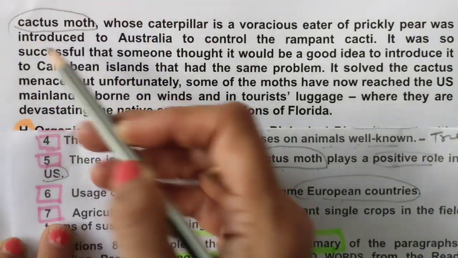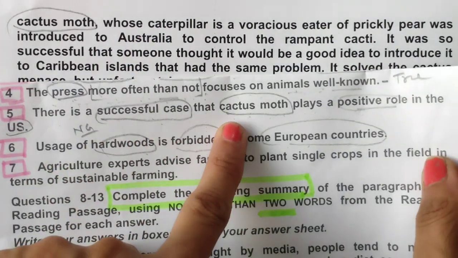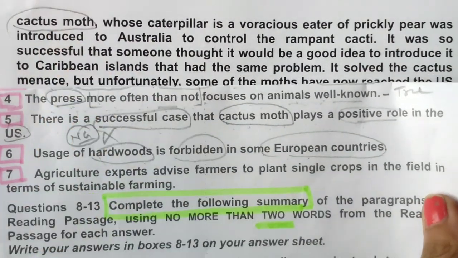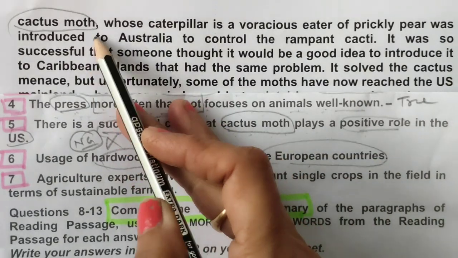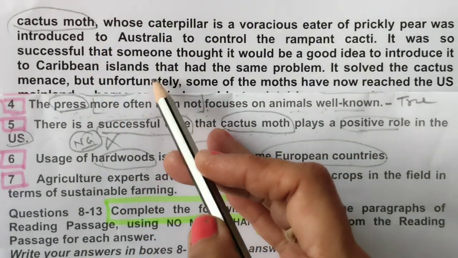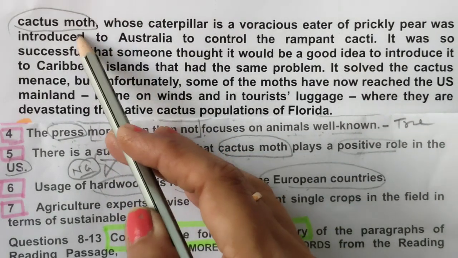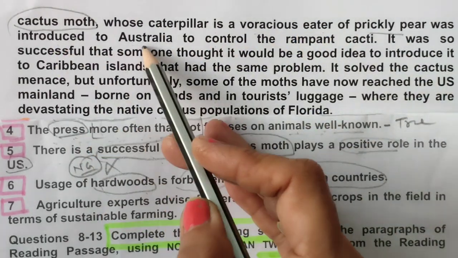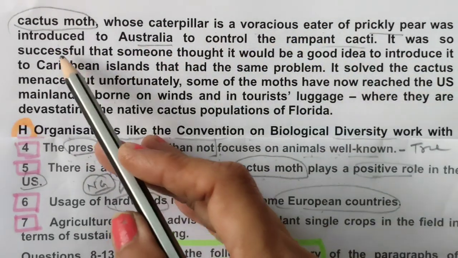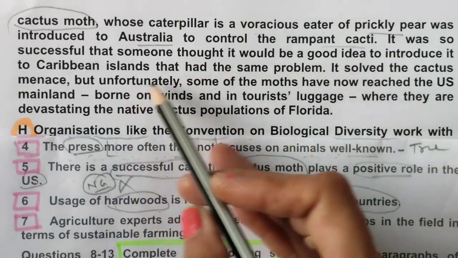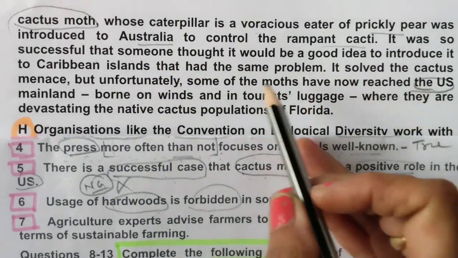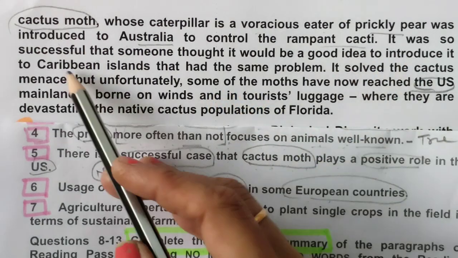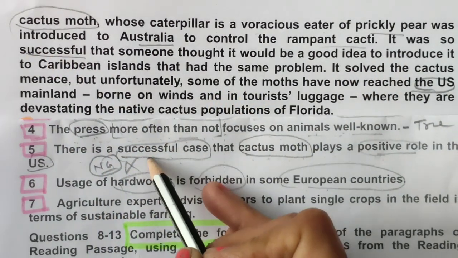Okay, my god, I have got this word. So it means we have done wrong. So let's find it, let's read it, whether it is true or false. Cactus moth, now they have started talking about cactus moth. Okay, cactus moth, whose caterpillar is an eater of prickly pear, was introduced to Australia to control the rampant cactus. It was so successful that... but where is US? It is also here. Let's read this successful case. It was so successful, that word is also there.